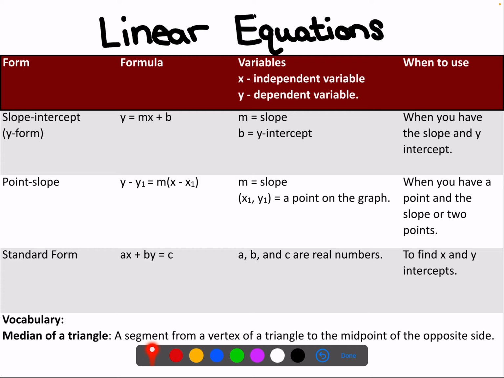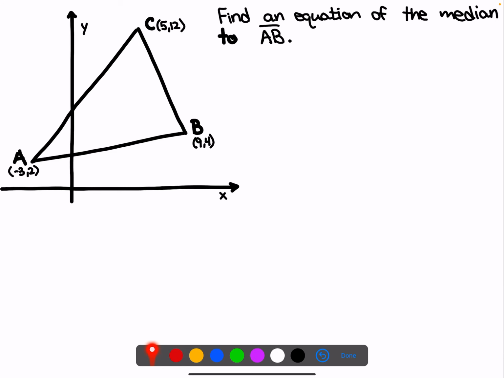Next up is point-slope form, another form that we've used in the past, probably not as much as slope-intercept, but it is used quite often. That form is y minus y1 equals m times x minus x1. Again, m is my slope, and (x1, y1) is a point on the graph. Now, you would use point-slope if you have a point and a slope, or if you have 2 points.